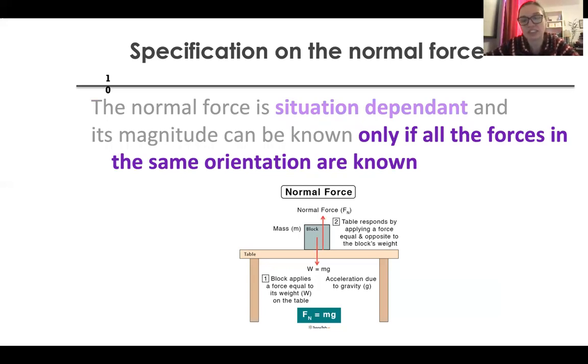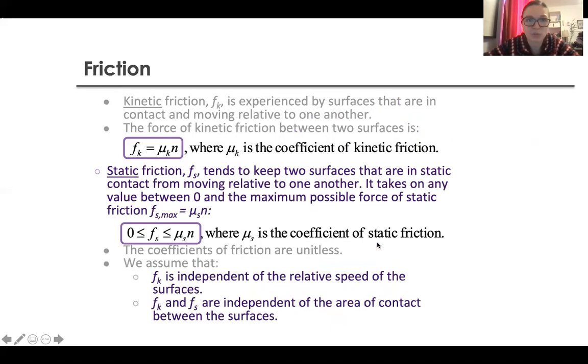So when something is just sitting on a table, the normal force, Fn, or N, the notation here is a little bit different, is going to be equal to the gravitational force, which can be written as m times g. F equals ma, so Fg is equal to m times the acceleration due to gravity. That's the normal force in a nutshell.